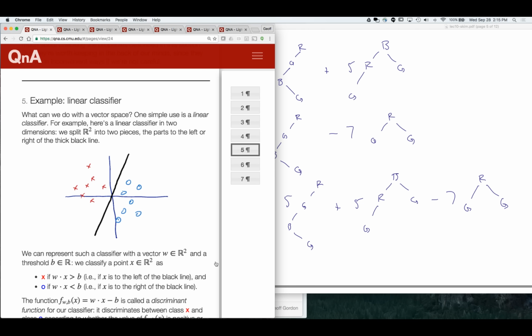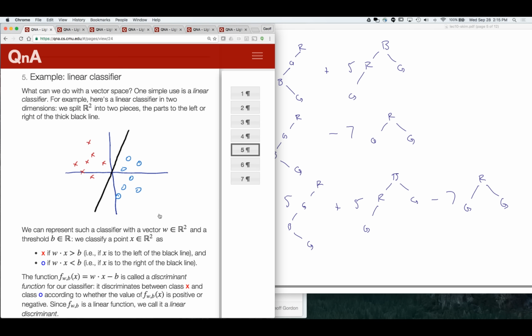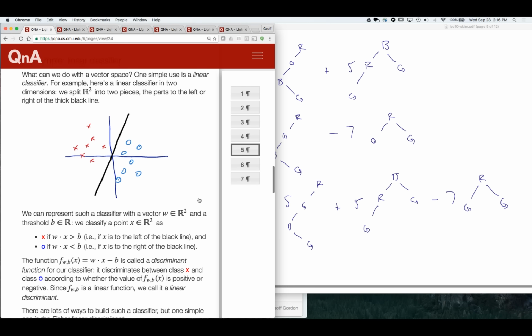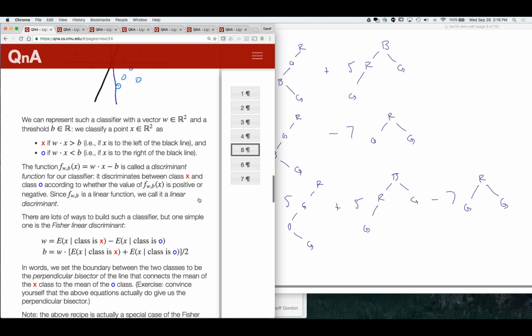So let's look at what the Fisher discriminant does first on a very simple vector space, R2, right? So the Fisher discriminant is just a linear function on that vector space, w dot x minus b. And if that function is positive, we split into one class, and if it's negative, we split into the other class. And the Fisher discriminant specifically is a way of finding this parameter vector w. W is the difference between the class means, right?